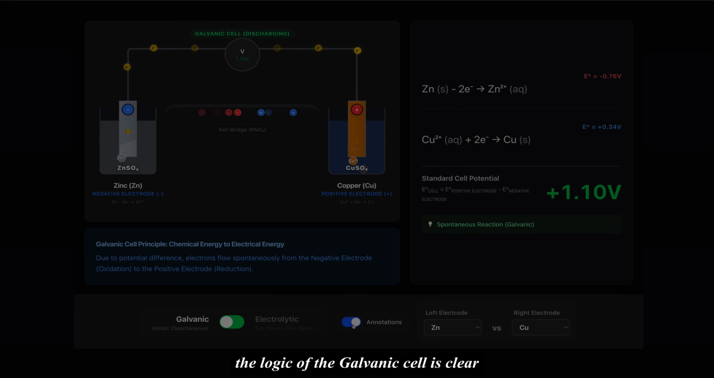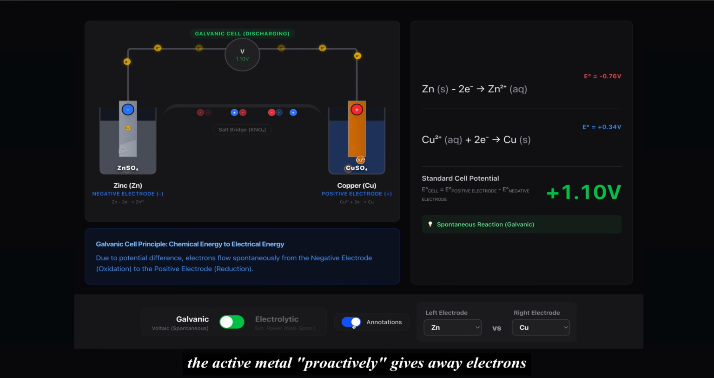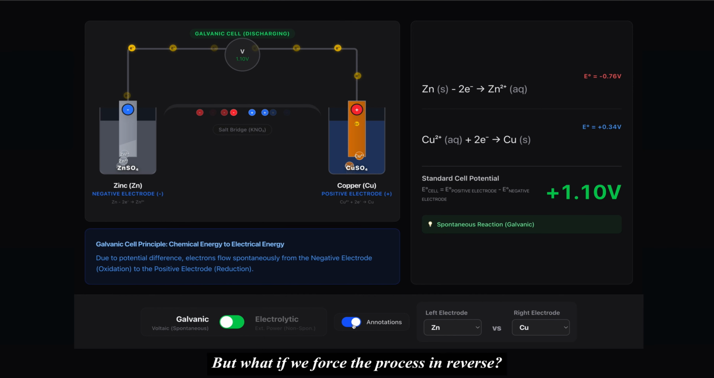Up to now, the logic of the galvanic cell is clear. The active metal proactively gives away electrons, and the less active metal passively receives them. But what if we force the process in reverse? What happens if we replace the light bulb with an external power source?